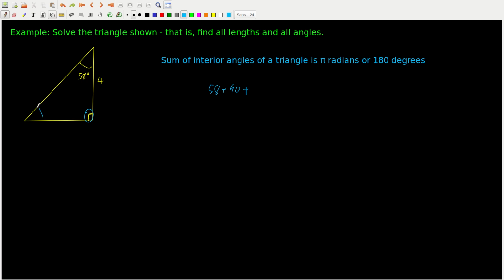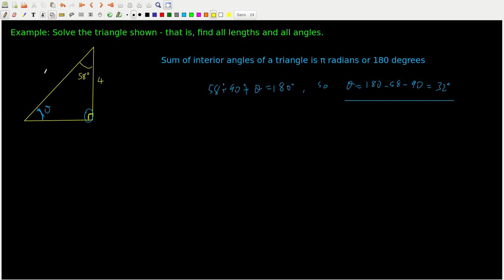And that angle has to give us something that sums to 180 degrees. And so when we do that, we get that theta is 32 degrees. So our next job is to find all of the lengths. And if we can find all of the lengths and all of the angles, then we've solved the triangle. So let's give them names.